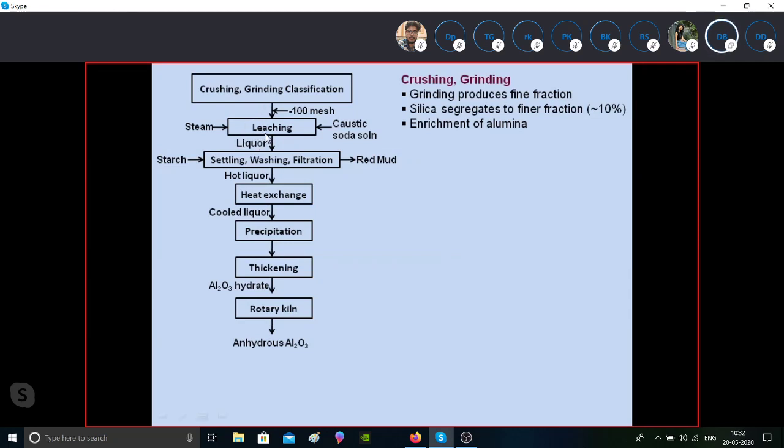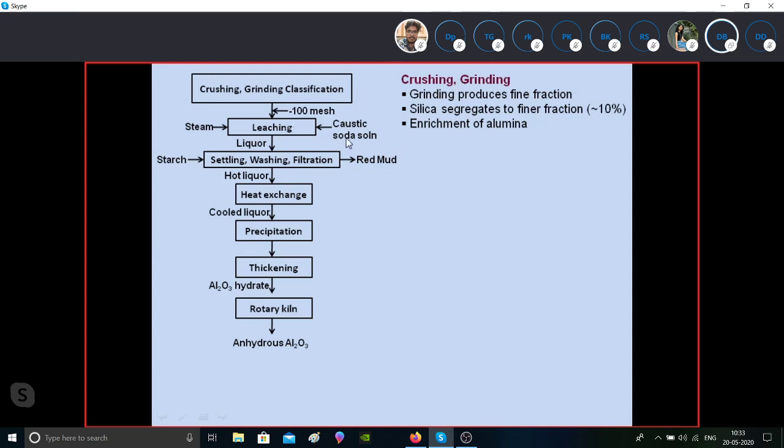The next stage is leaching. Leaching is a part of hydrometallurgical operation. We have not covered leaching. I am not sure whether you have even heard the term. Are you aware of the terminology leaching? Yes, sir. Okay, that's good.